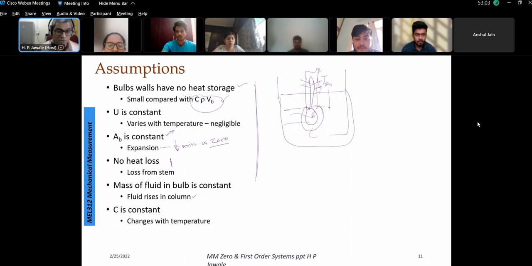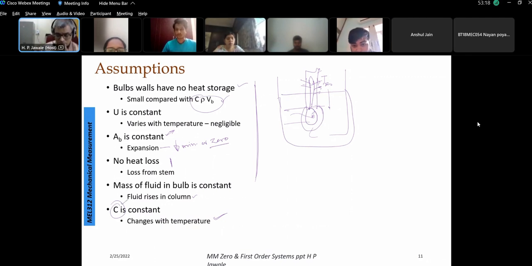Now C is going to remain constant, whereas we find practically it keeps changing with respect to the temperature. Right? So you can see the consequence if some other material is taken, probably this C will not remain constant. Instead of mercury, let us say some other fluid is used, then it definitely is going to affect.